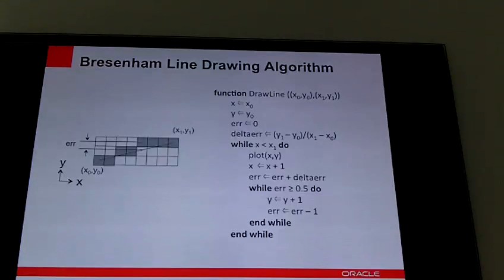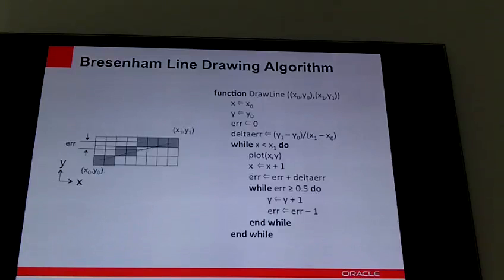So this code is drawing a line from start point x0, y0 to end point x1, y1. The code has a main loop where for every iteration the x coordinate is being incremented, and then in the inner loop it's being tested whether y has to be incremented too.